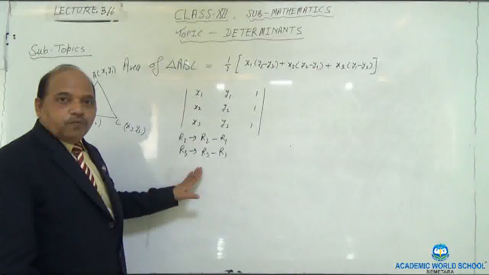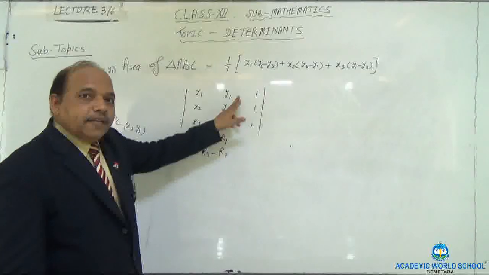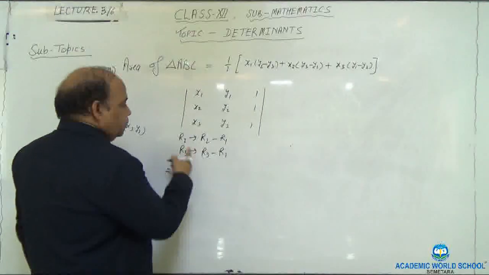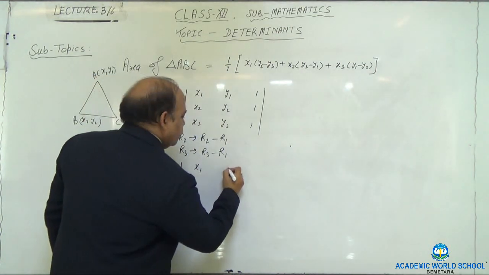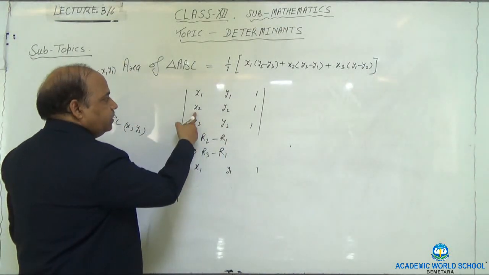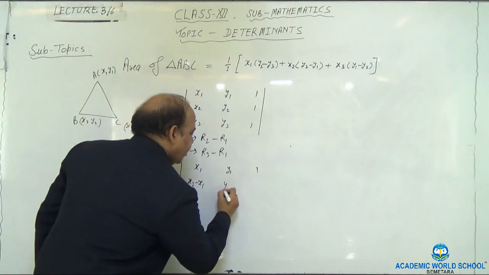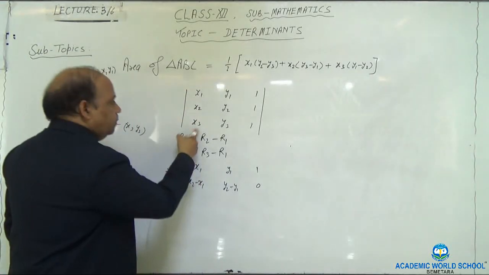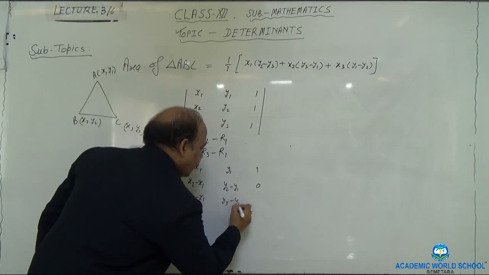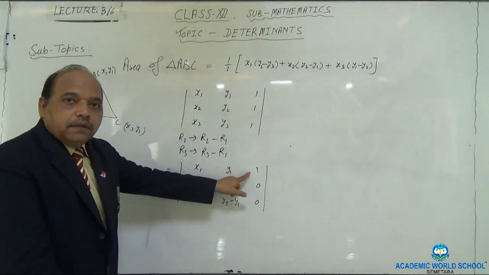If I make this change, what will happen? You will get 2 zeros over here, correct? And then you can simply expand. Let's do that. So you are left with no change in R1, X1, Y1, 1, and then we have made change R2 minus R1, X2 minus X1, Y2 minus Y1, 0, and then X3 minus X1, Y3 minus Y1, and then 0. Now let's expand this about this third column.